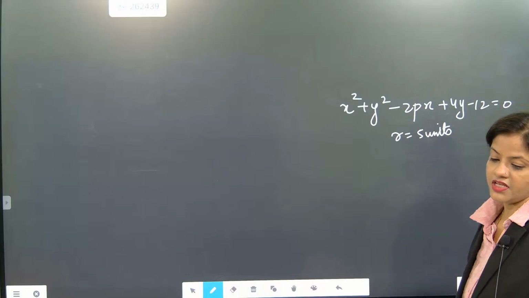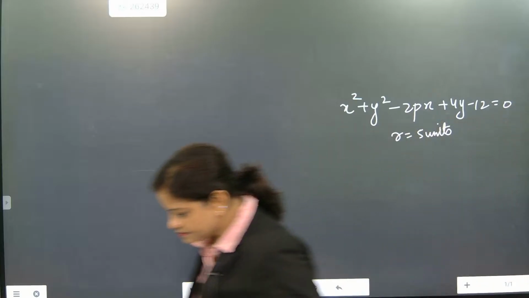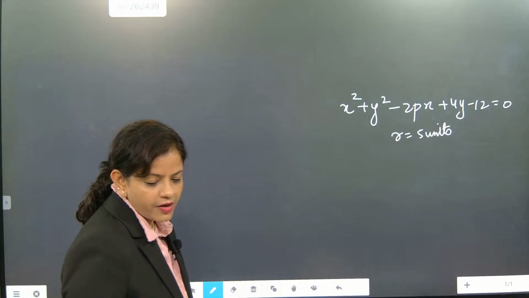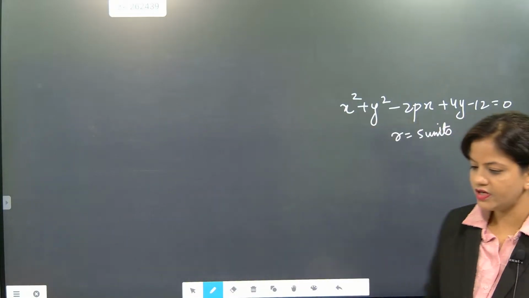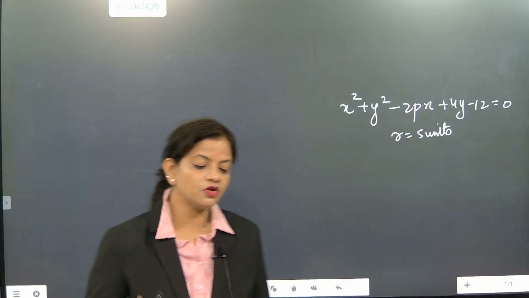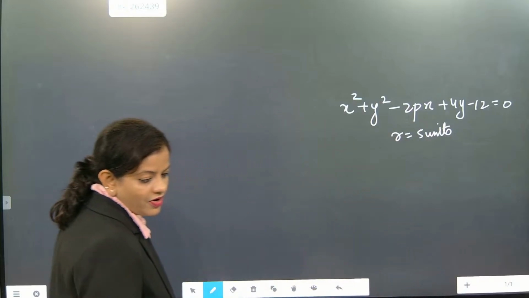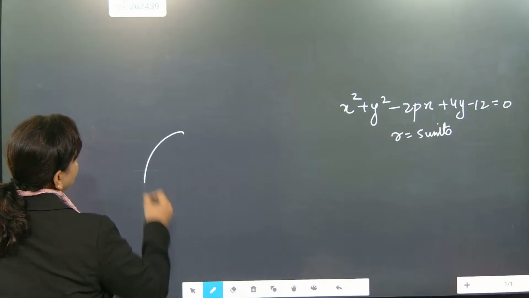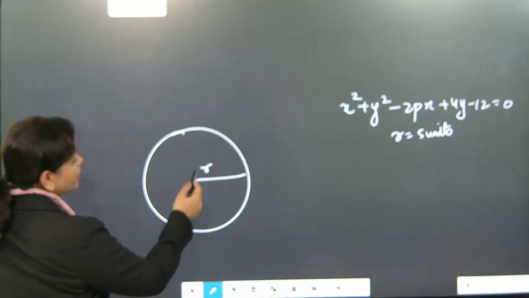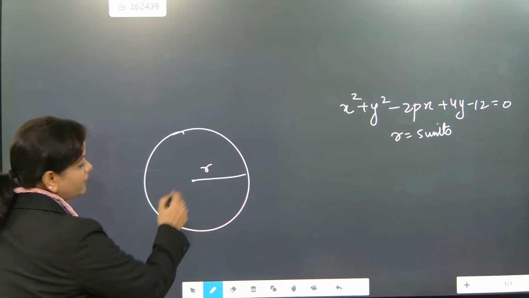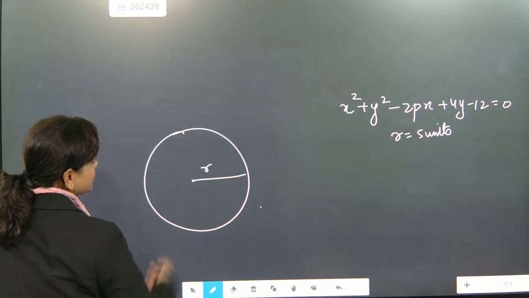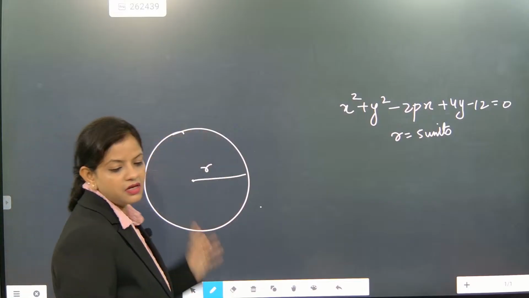So radius is given as 5 units. Imaginary means the circle does not exist. See, one minute beta, I'll explain. Whenever you draw a circle, this is the radius. If the radius value is 0, that means the circle is a dot. But if the radius is greater than 0, then only the circle will be real.